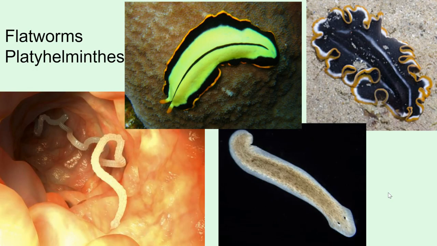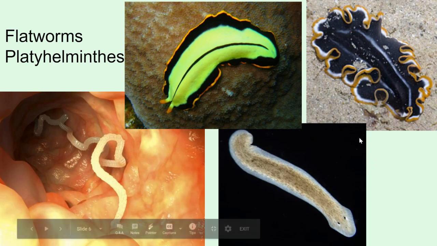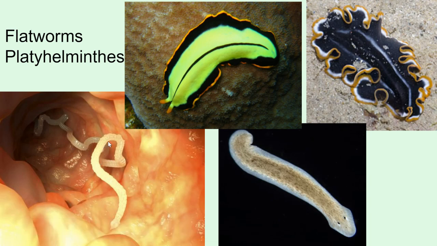Next up, we have our flatworms. These guys are kind of interesting. Some of them are parasites, like this one that's in an intestinal tract. That's a flatworm. This is a planaria. They live in water. And then these are some other marine flatworms. And these marine flatworms are actually really kind of beautiful. They're not parasitic, but some are parasites.